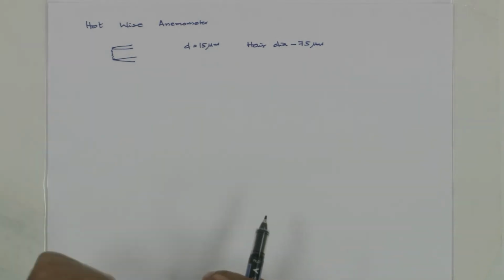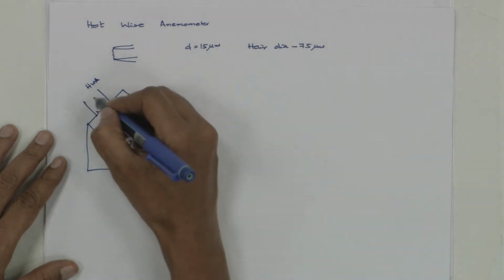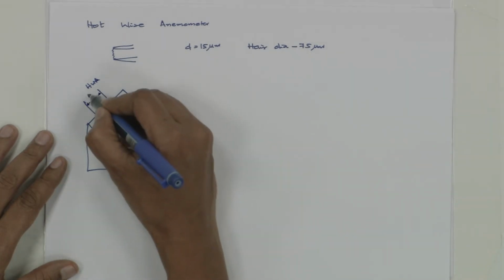With the bare eye it is very difficult to see this. It is made of platinum rhodium along with a little bit of stainless steel. This wire is made as one arm of a Wheatstone bridge. That is, this is my hot wire anemometer and this is the voltage I am supplying, the battery voltage. Now this is the output voltage that I get.